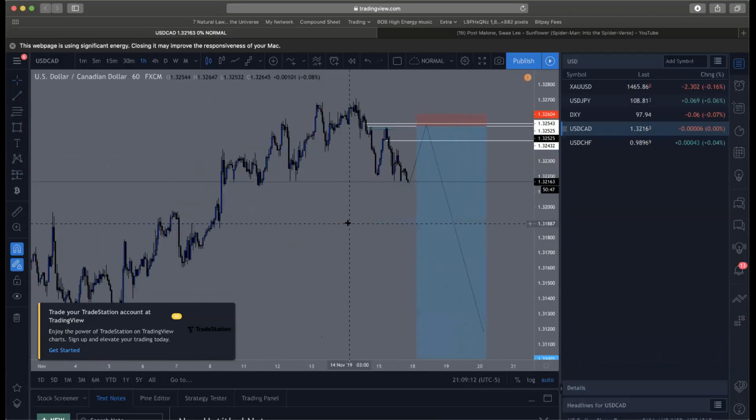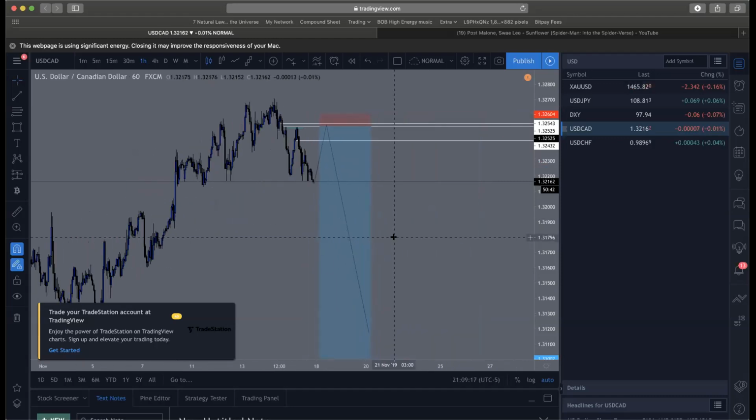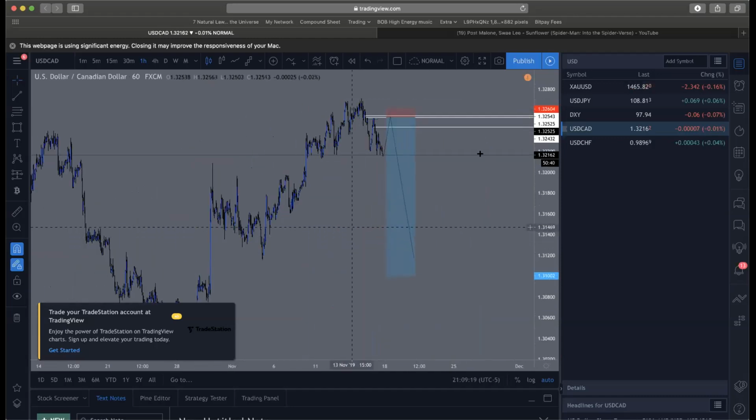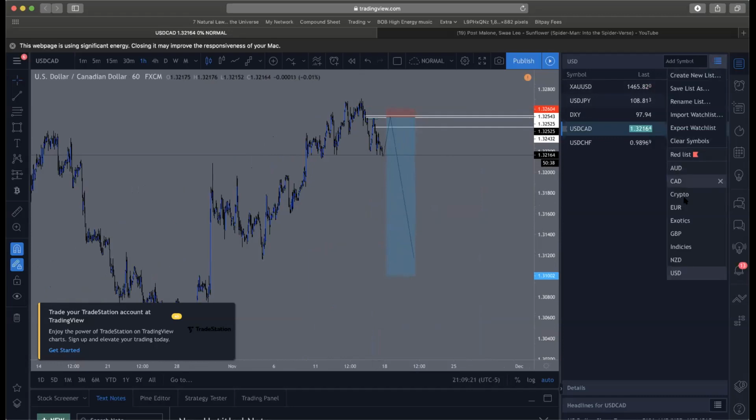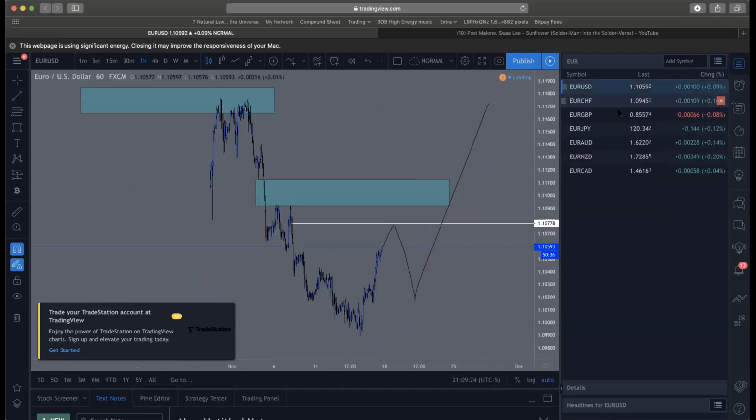Yo, the risk to rewards this week are going to be nasty. That's a fact, bro. Nasty. We just got to hold. Hold. That's right. Peek the euro real quick.